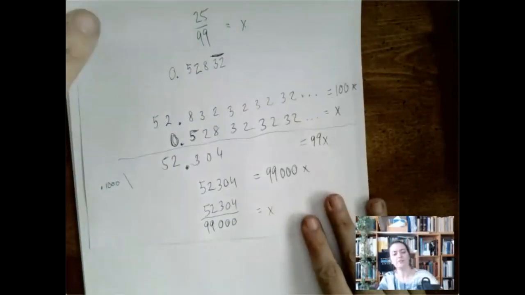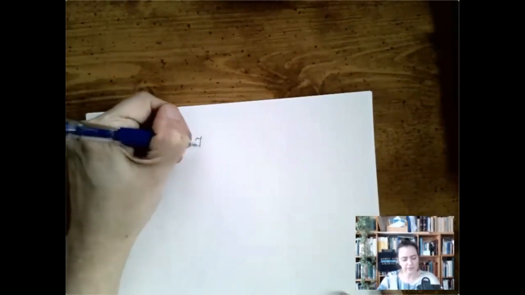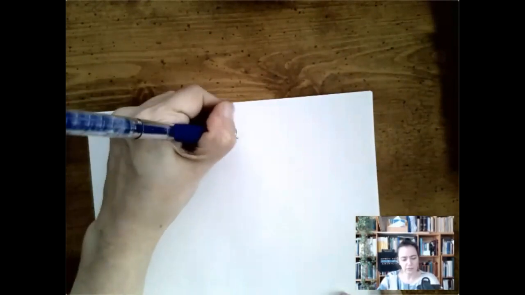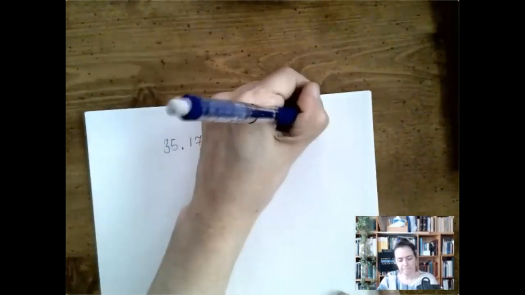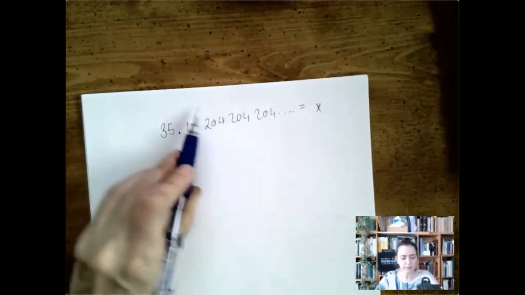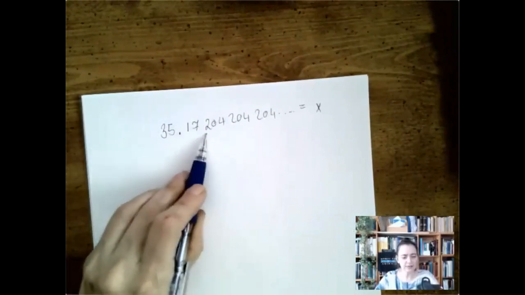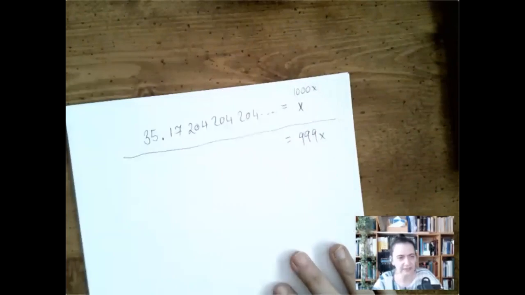Okay. All right. So we'll do a 3-digit one. So let's say 35.17204204204. Just look at the repeating block. Don't worry about anything else. After multiplication, you want this 2 to be promoted to sit here. That means you migrated by 3 digits, which means 3 decimal places, which means 1,000. And so 1,000x. And after subtraction, we're going to have 999 of them.